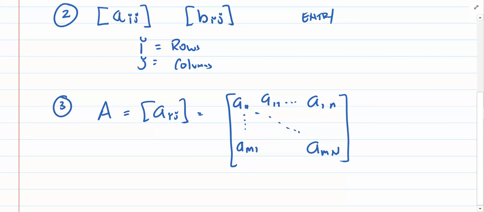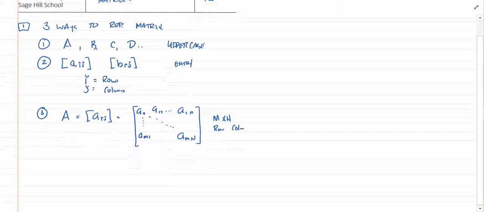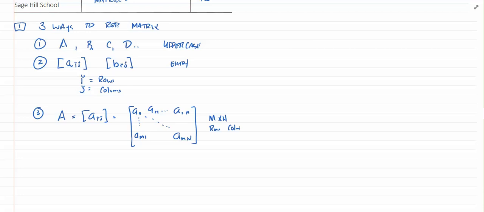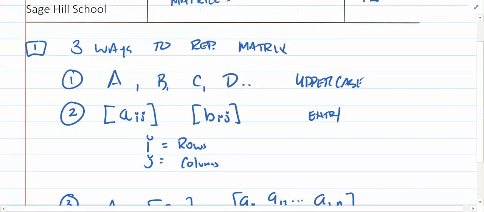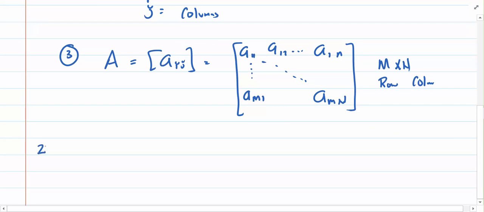So what does the m n represent in this case? Yes, this is the rows and columns. So an m by n represents rows by columns. So these are the three ways that we could represent a matrix: uppercase letters, entries with rows and columns, or a combination, a rectangular array of all of these. You have to know that to begin, and that's just a basic setup for what we're working on. Easy enough?